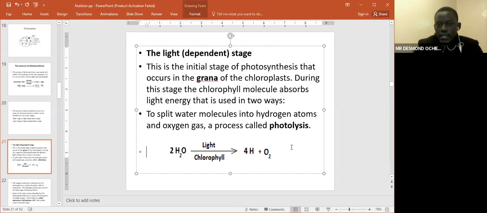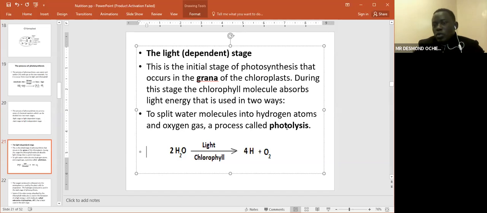During this stage, the chlorophyll molecules absorb light energy that is used in 2 ways. The first way in which the light energy is used: the light energy here is used to split water molecules into hydrogen atoms and oxygen gas. And this process is called photolysis.